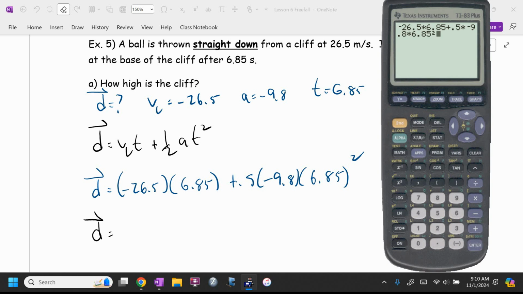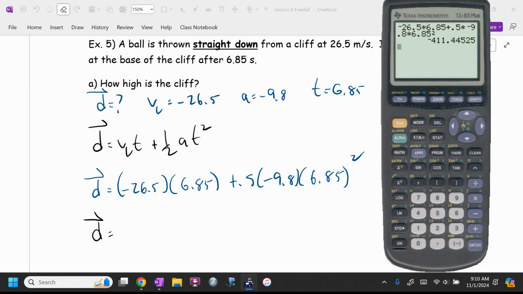Are we ending up above or below where we started here? I'm expecting a positive or a negative displacement. If I get a negative, I'll relax. Did I get negative 411?